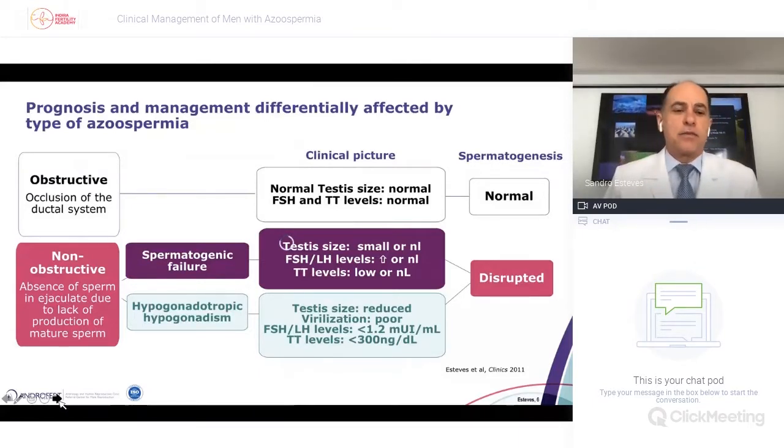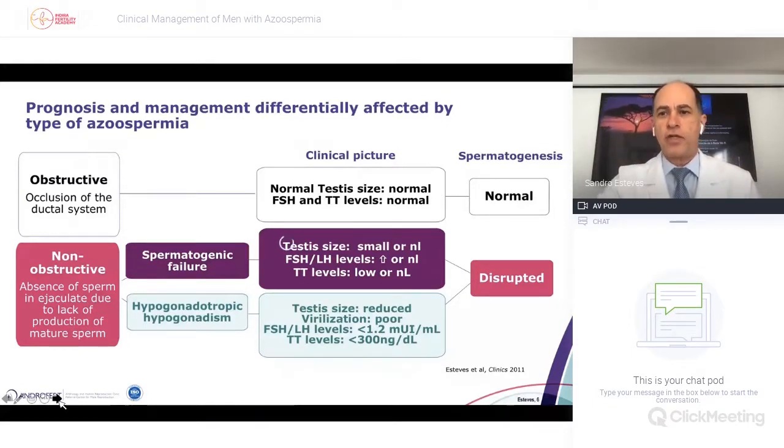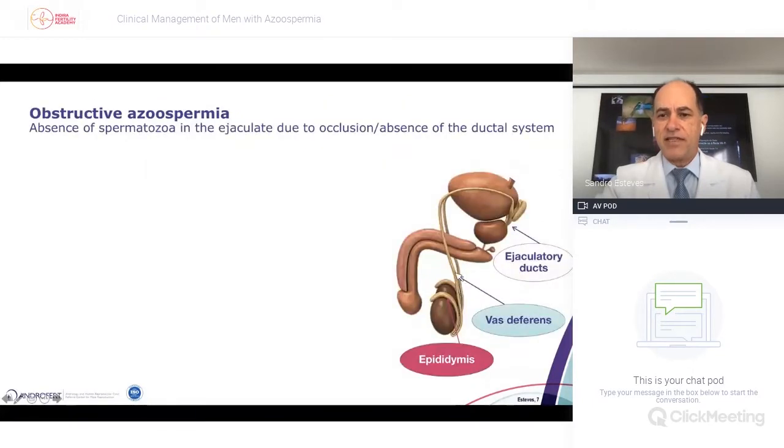So let's discuss more about obstructive azoospermia that, as I said, relates to absence of sperm in the ejaculate due to occlusion or absence of the ductal system. The sites of obstruction could be in the ejaculatory ducts, could be in the vas deferens, or could be in the epididymis. So sometimes we see a patient without the vas deferens.